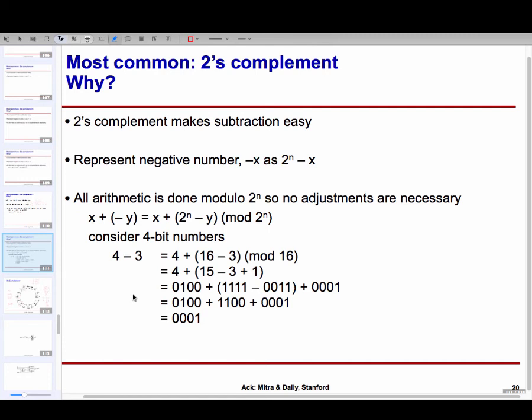Now, I also talked about how you can negate a number by inverting it and then adding 1 to it. So let's talk about now, I want to design a subtractor for 2's complement numbers. So I want to do A minus B, where A and B are 2's complement numbers. And I give you a standard adder and any other gates you want. How would you do this?